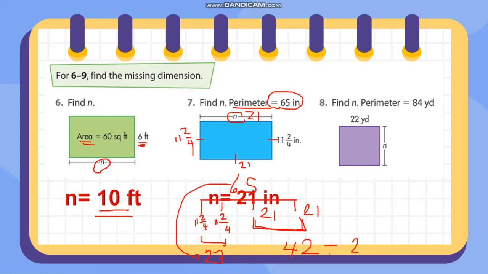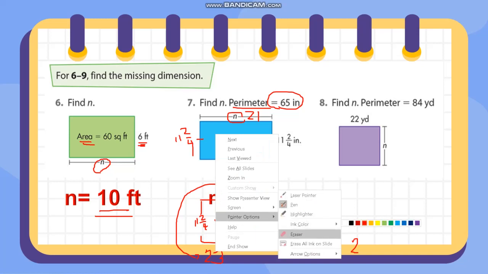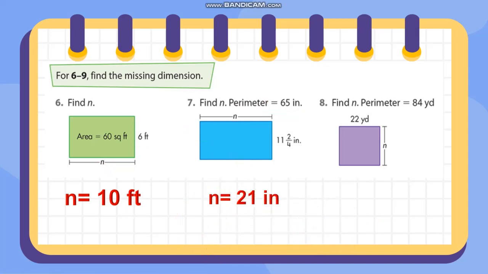So if you're going to check your answer, you just simply add 21 plus 21 plus 11 2/4 plus 11 2/4, and you will get 65 inches as the perimeter of the given. Next, how to find the unknown variable, or how to find the n if the perimeter is 84. So the same thing, the same procedure.